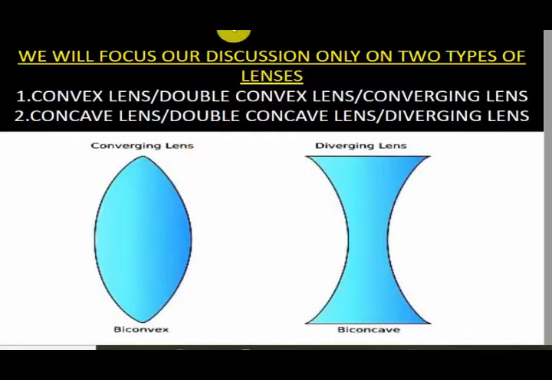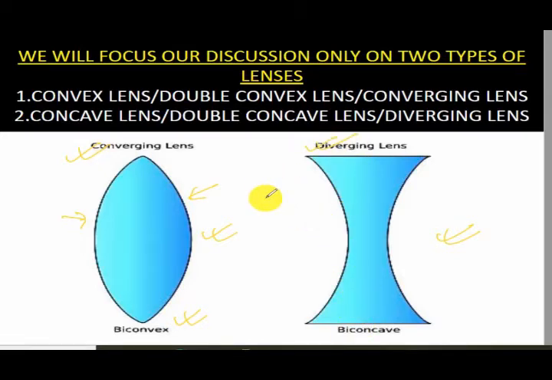Here we have two types of lenses. This one bulges out on both sides. This side is also bulging out, and this side is also bulging out. So this type of lens, we call it convex lens or biconvex lens, meaning two sides. Then again, concave lens or diverging lens. Here I have written converging lens for convex lens and diverging lens for concave lens.